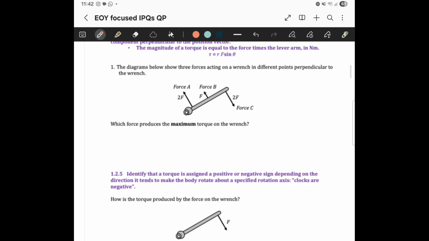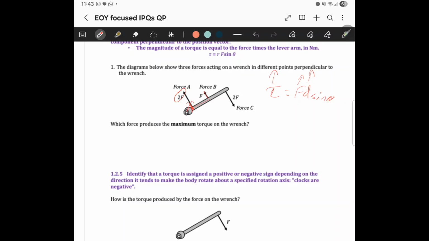What we're doing now, we're looking for something that will produce a maximum torque on the wrench. The formula is written here. I have normally written it as FD sine theta, which is the same as this. F is F, D is my R, which is the distance, and sine theta. You're looking for a big force and a big distance to have the big torque. This one has double the force, but the distance is almost zero. That's too close, so that's not good.